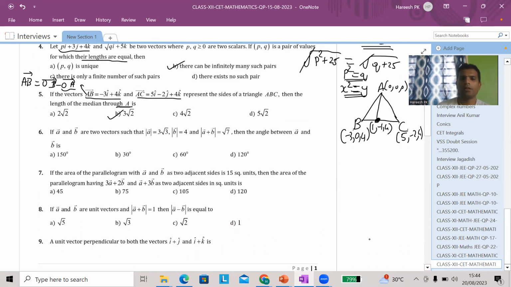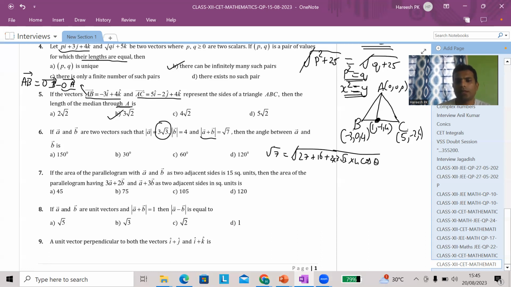So again, the moment you see mod of A plus B, you should use the parallelogram law. So mod of A plus B is nothing but root of A square plus B square plus 2AB cos theta. So when I square this, I'll get 27 plus B square, which is 16, plus 2 root 2 into AB, 2 into 3 root 3 into 4 into cos theta.